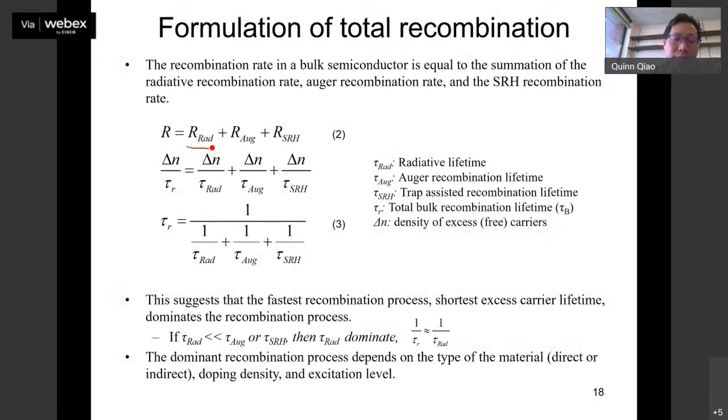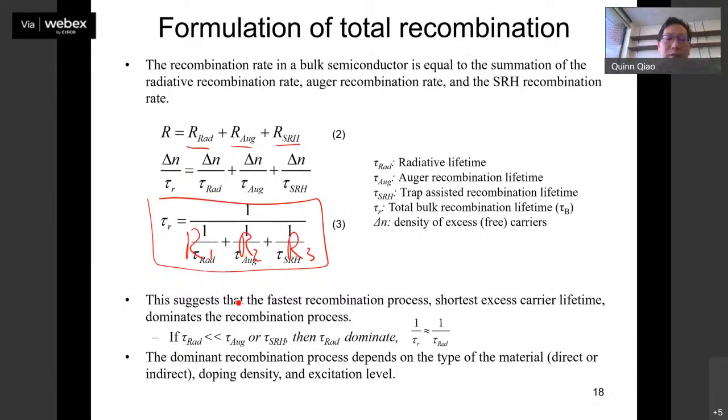The radiative, Auger, and SRH. Then I think we just talked about this, right? This equation we talked about earlier. You find this R1, R2, R3, okay? This is R1, this is R2, this is R3. That's basically how you get that, okay? Then let's move to the next slide.